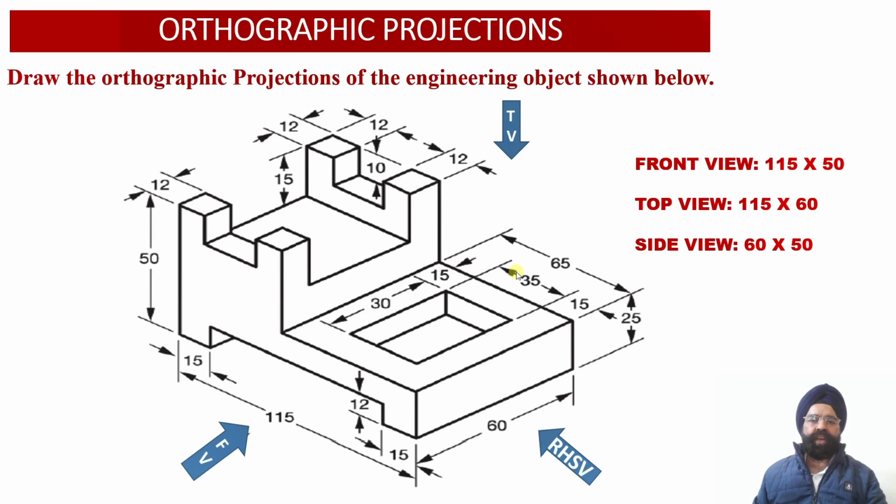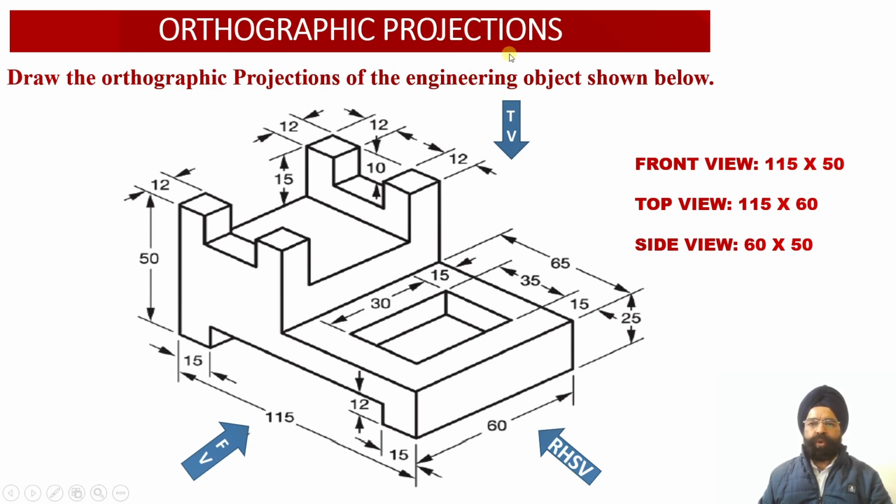In order to evaluate the orthographic projections of the solid, we are required to obtain the dimensions of the front view face, the top view face and the right hand side view face of the solid. When we look at the solid from the front view orientation, we observe that the width of the solid happens to be 115 millimeter while the height of the solid happens to be 50 millimeter. So the front view face dimensions corresponding to this object will be 115 by 50 millimeter.